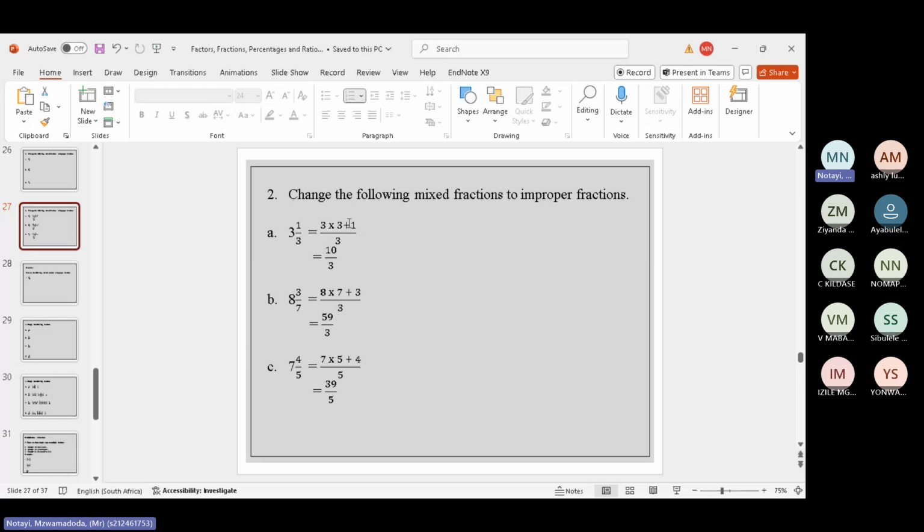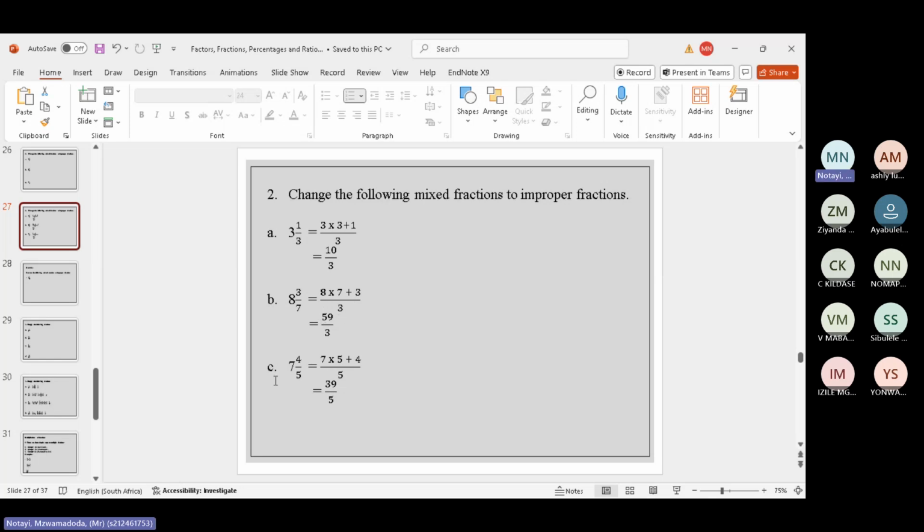So we have 3 multiplied by 3 plus 1, over 3. So 3 multiplied by 3 gives us 9, plus 1 gives us 10, which gives us 10 over 3. Okay, well done. The second one was 8 and 3 over 7. So we get 8 multiplied by 7 plus 3, over 7. So we have 8 times 7, which is 56, plus 3, 59 over 7.